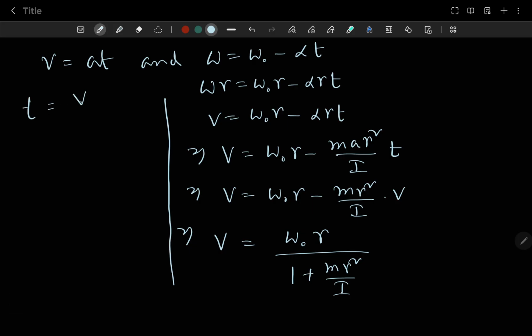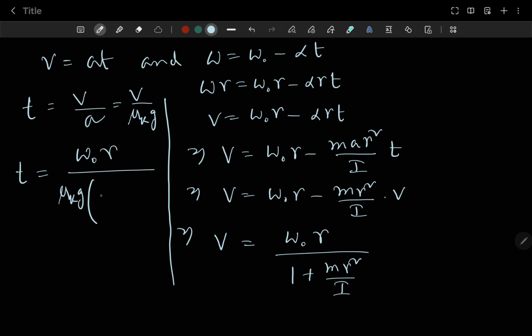Alright. So now as I have calculated V, we will have t very easily. t will be V by a. Now a is mu g, so it is V by mu k g. Okay, so just we will replace the value of V and we will get t. Omega 0 r by mu k g into 1 plus m r square by I. So this is the time. Okay, in general we have found it.